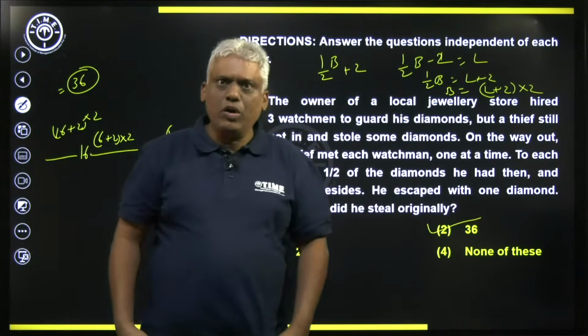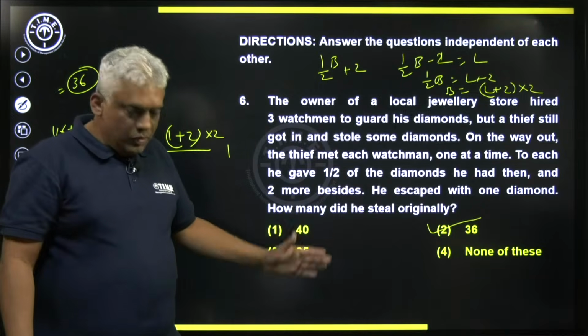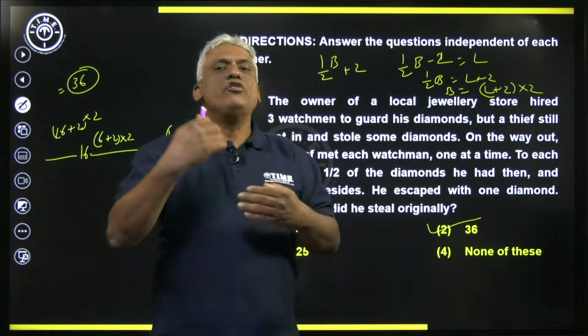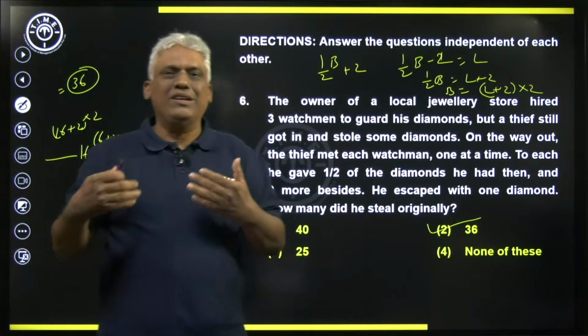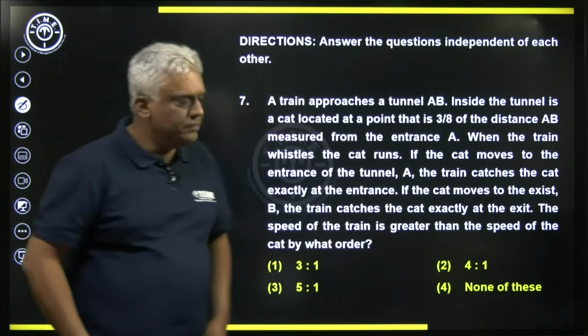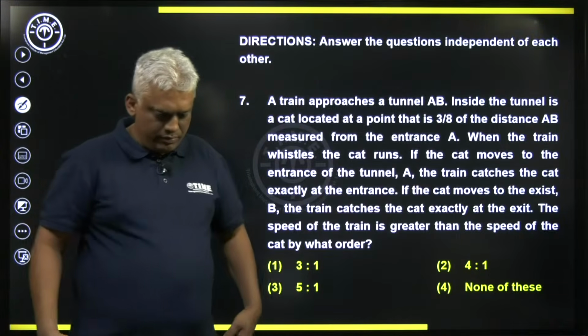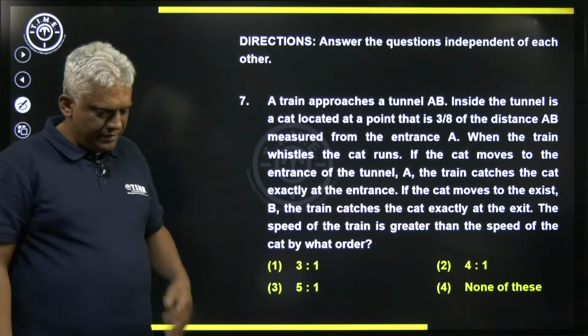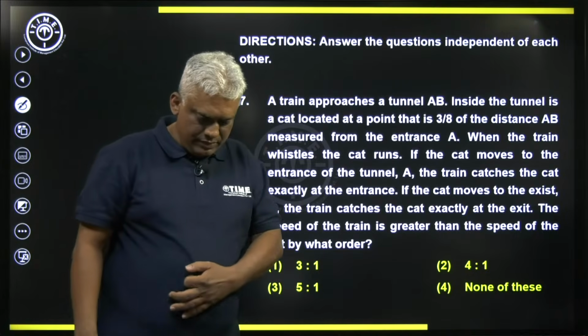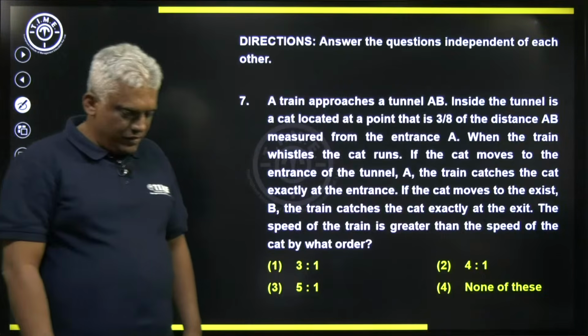I hope this is clear to all of you, right? So that's how you can do this one. If you go with the equation, letting the total number of diamonds be x, it will be lengthy, right? Okay, so let's see the next question. Let's try this one.